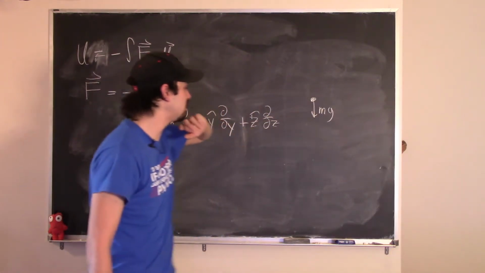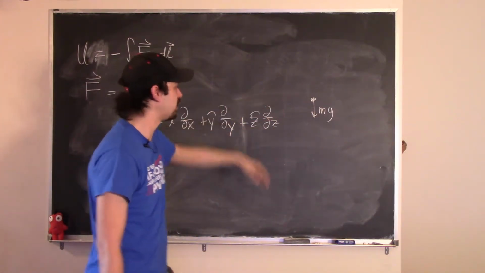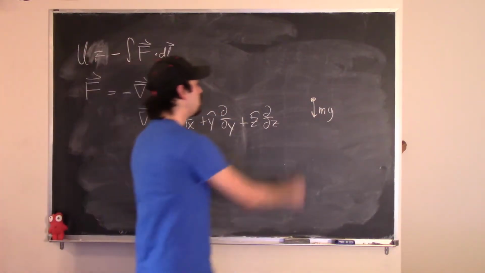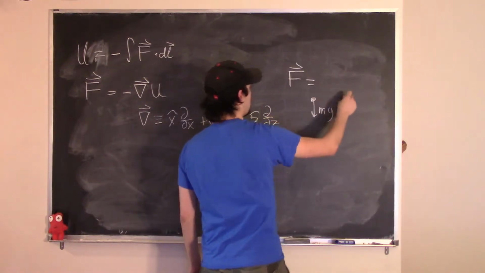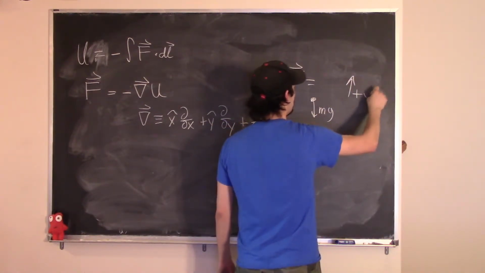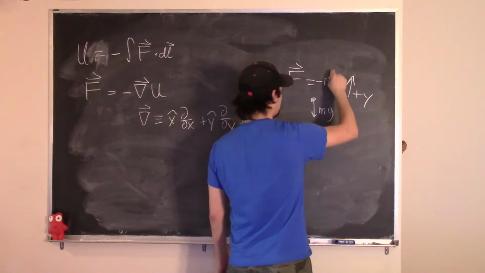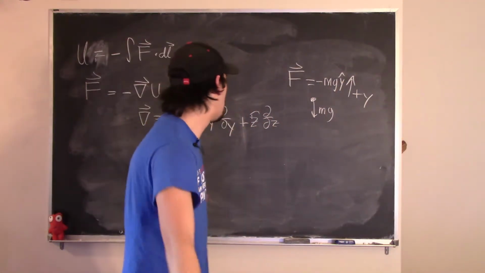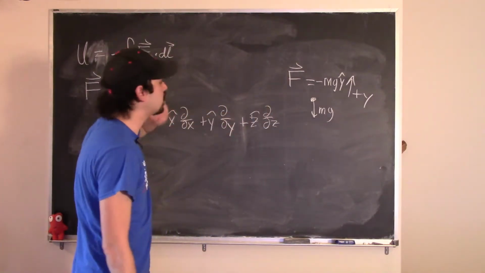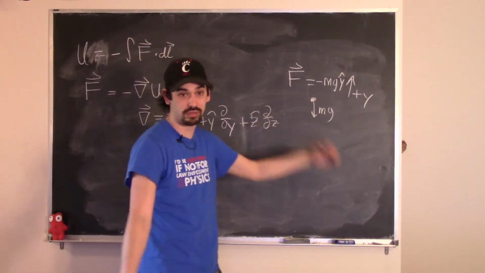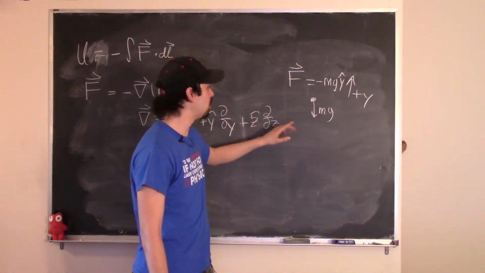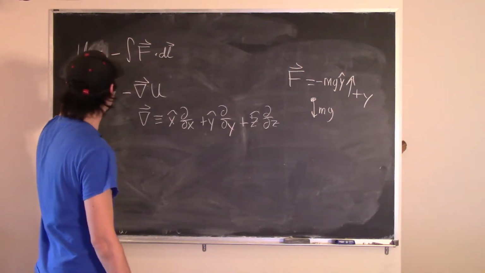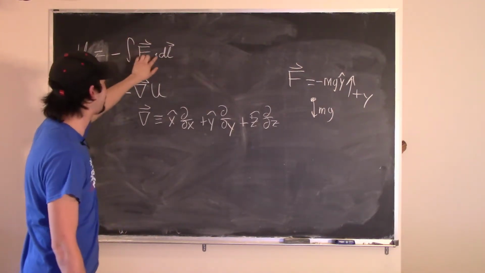So if I have this mass that's in the presence of gravity, I can draw this free body diagram. And so this is just going to be the force. If I say that this is the positive y direction, the force is going to be minus mg y hat. So what we'd like to do is calculate what the potential energy is, and what we're going to get out of this is something that's very familiar to you. In order to do that, we want to use this equation that says the potential energy is equal to the minus integral of F dot dl.